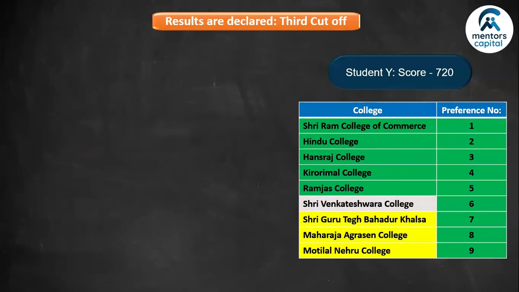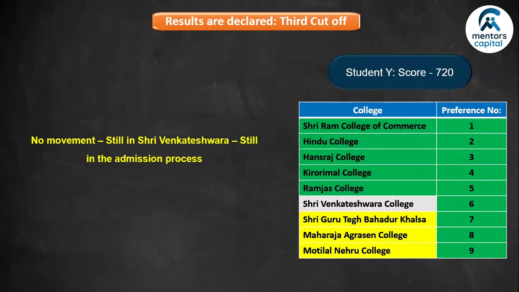Now let's say for the next cutoff, nothing happens. So there is no movement. After the cutoff comes, the best college that he's getting is still Sri Venkateswara College. So he remains in the process. He's taken his admission there, but he's still in the admission process. He'll wait for other cutoffs.